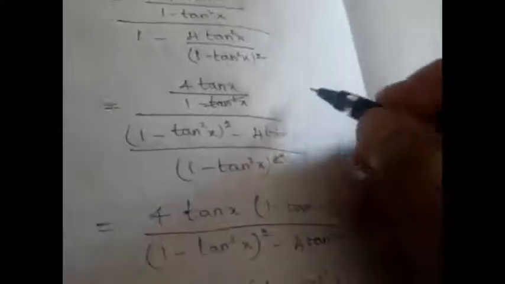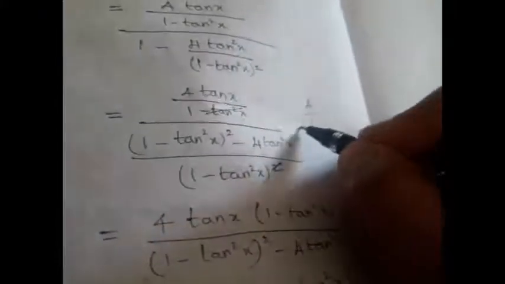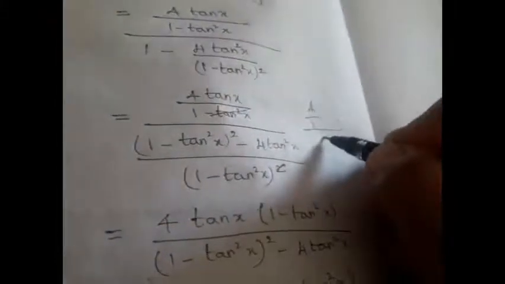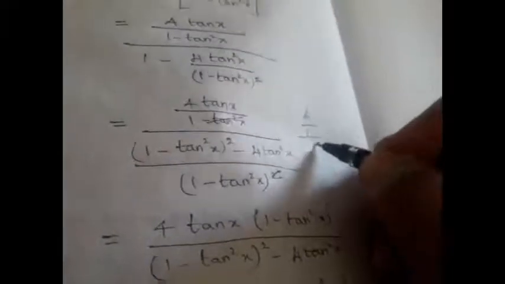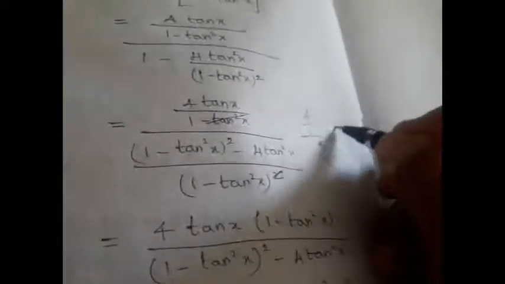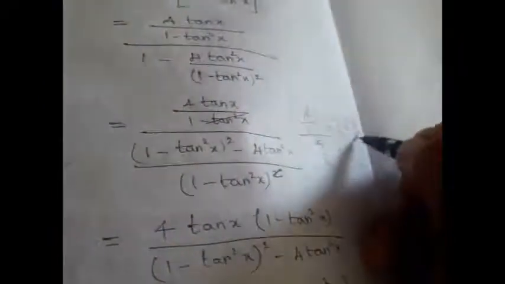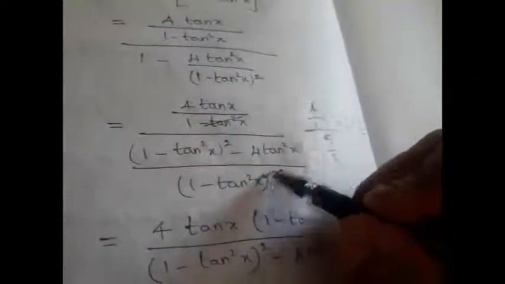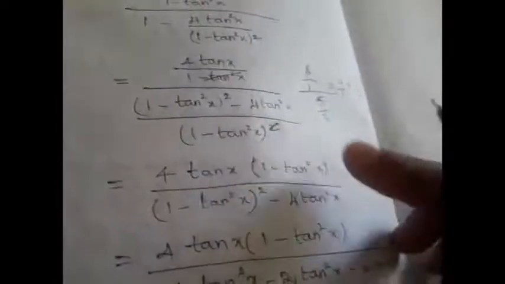So this is like 4 divided by 1, the whole divided by some term. For example, if I say 5 by 3, how you will write this? 4 by 1 into 3 by 5. This denominator will go to the numerator, right? The same way this denominator went to the numerator, right?